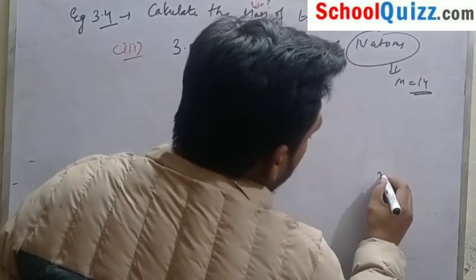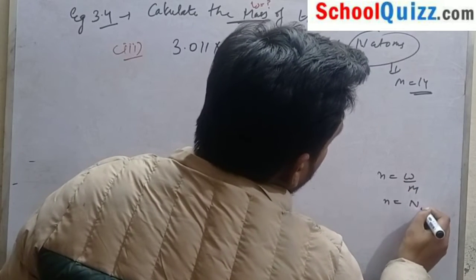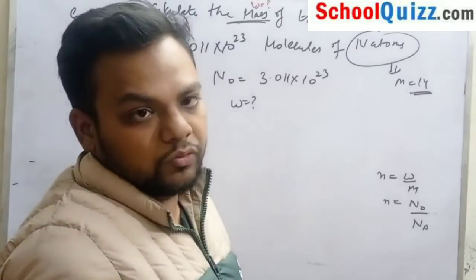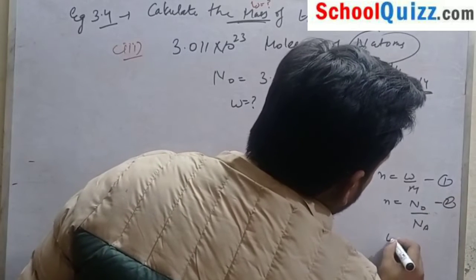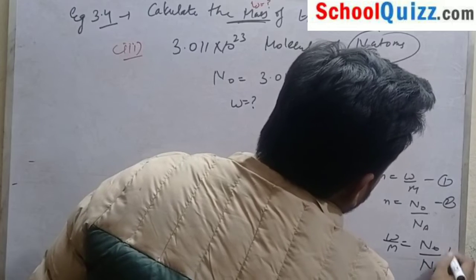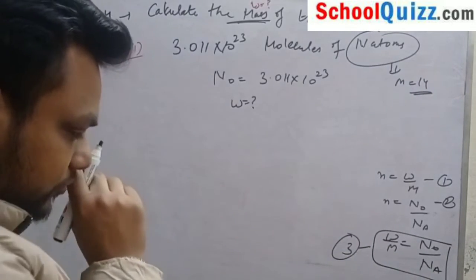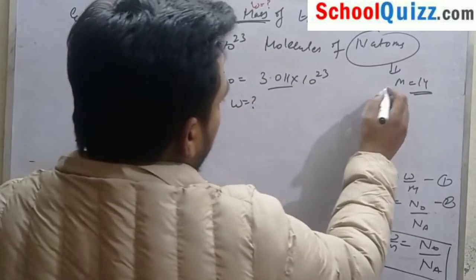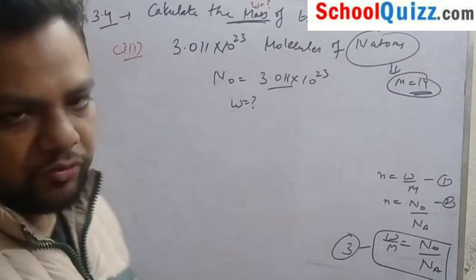Now our formulas are n equal to W upon M, n equal to N naught upon Na. I am writing them again and again only for you students, so that you will recall what the formulas were. Then W upon M equal to N naught upon Na. This one is our third formula. And now see, we have to find W. We have N naught and we have M, that is 14. Now which formula will we apply?